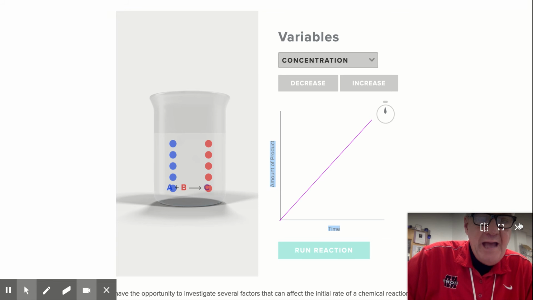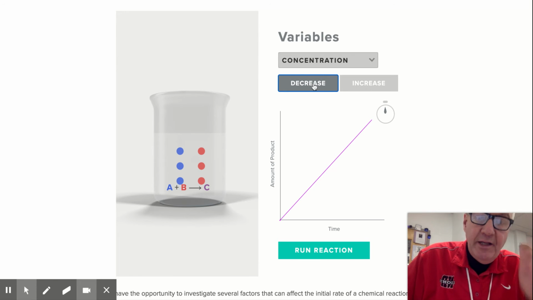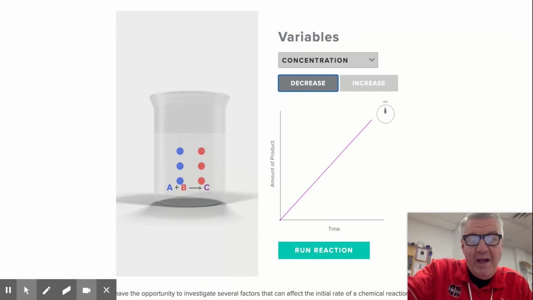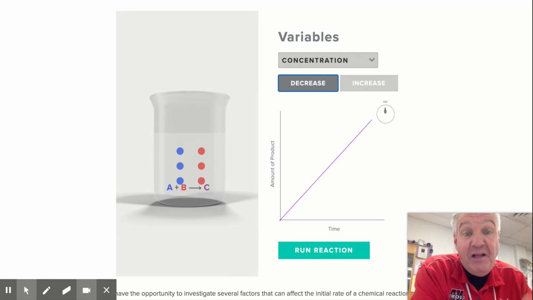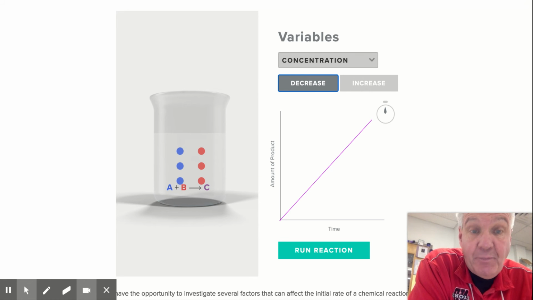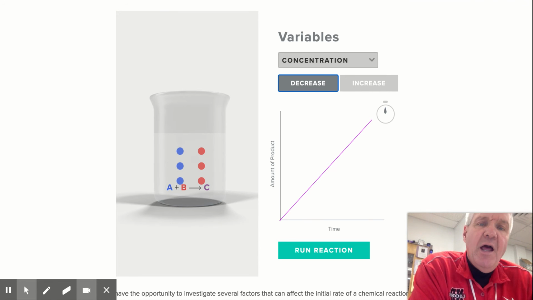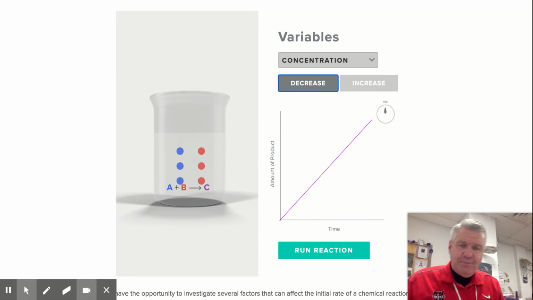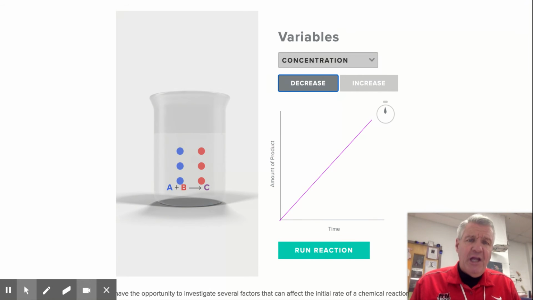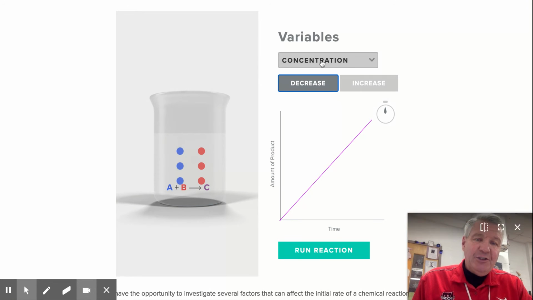Okay, guys and gals, I want to show you this website right here. And this website is going to show us the different ways in which we can effectively change some factors or some variables and really determine and bring about a change, an increase or a decrease in the rate of a chemical reaction. For example, here's a variable that I have right here, and it says concentration.